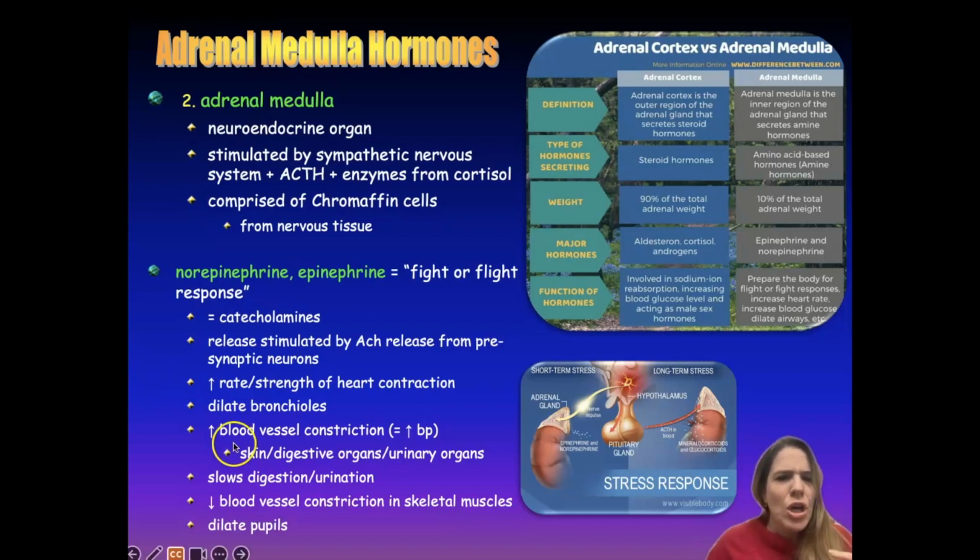So in other words, you're increasing blood vessel constriction in organs that are more associated with rest and digest, but you're going to decrease the constriction in your skeletal muscles. So your body is basically devoting its energy, its blood, its oxygen to the skeletal muscles so you can run from that lion or tiger, or whatever it is. So all of these fight or flight responses are going to be done because of the release of these catecholamines, norepinephrine and epinephrine, from the adrenal medulla.